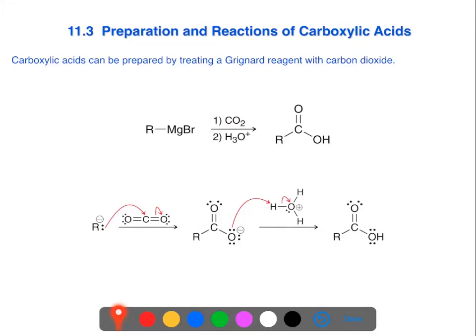So we can use Grignard reagents. Again, we can also use organolithiums. If we react them first with carbon dioxide, and then as a second subsequent step, introduce a dilute acid, we will convert the carboxylate that's formed initially into the final carboxylic acid.